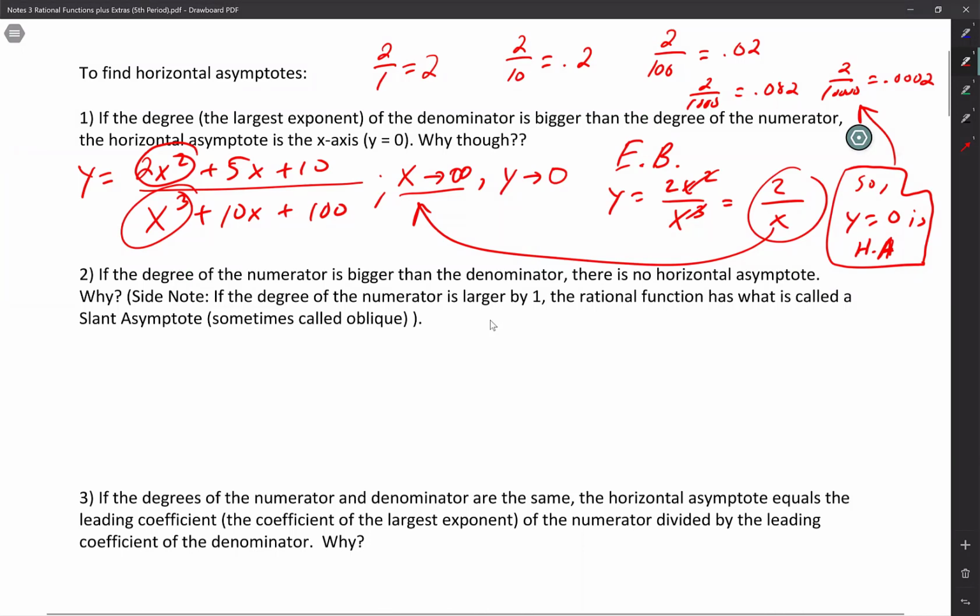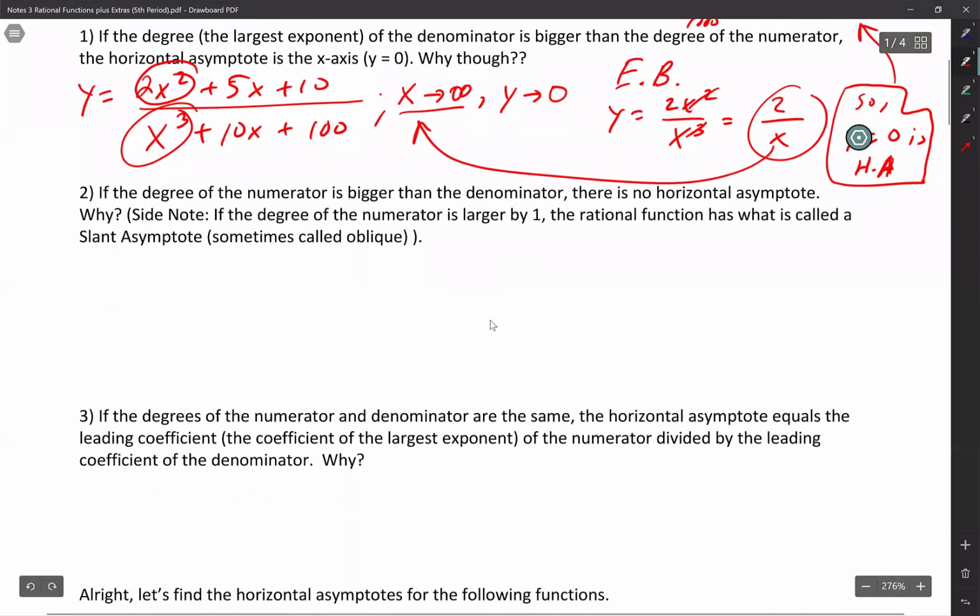It says if the degree of the numerator is bigger than the denominator, there is no horizontal asymptote. If the degree of the numerator is larger by 1, the rational function has what is called a slant asymptote. And we'll talk about that when we get there. So if I have something like, I'm just going to make up a simple one here, guys, x cubed over x squared. Well, that just simplifies to x. And I really shouldn't do that right there. I should write plus dot dot dot.